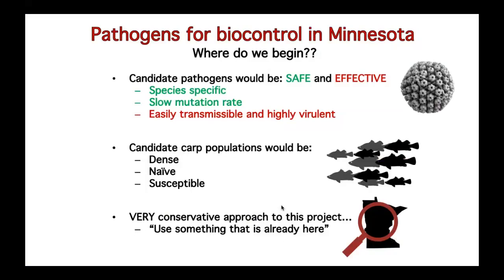As far as effectiveness, first of all, we want something that has good disease dynamics for pathogen biocontrol. So kind of a balance between being able to be transmitted readily and killing off a good percentage of the population. Also, when we think about effectiveness, we also want to think about our ecology here in Minnesota.